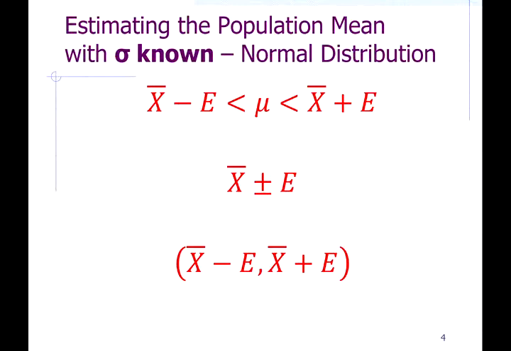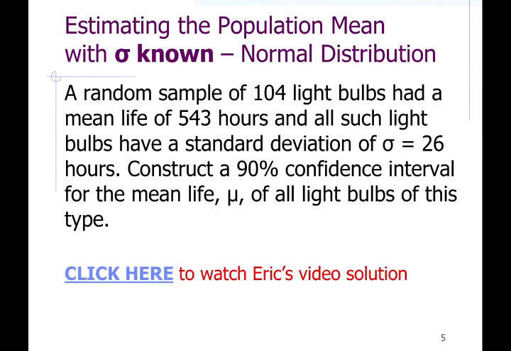Just like with the proportion, you can express the confidence interval as an inequality. You could express it as a point estimate plus or minus the margin of error, or you could express it as an interval. So three ways of saying the same thing. For example, let's say you have a random sample of 104 light bulbs with an average life, how long they last, of 543 hours. And let's assume you know that all such light bulbs of the same type have a population standard deviation of 26 hours. Construct a 90% confidence interval estimate for the mean life of all such light bulbs.